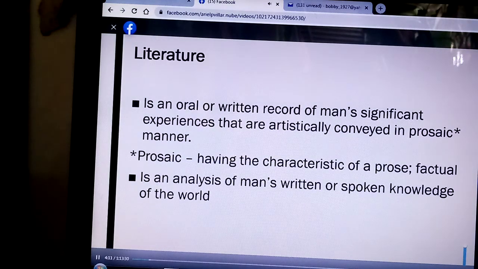Now, pag sinabi po natin prosaic, actually it is from the word prose. It is actually factual, and basically the format, the structure of what you are writing is in paragraph form. Okay, so dito makikita na when you do your review of related literature, you should have the knowledge on how to write a paragraph. So as a review, ano ang paragraph ba? Ano bang pagsulat ng talata?